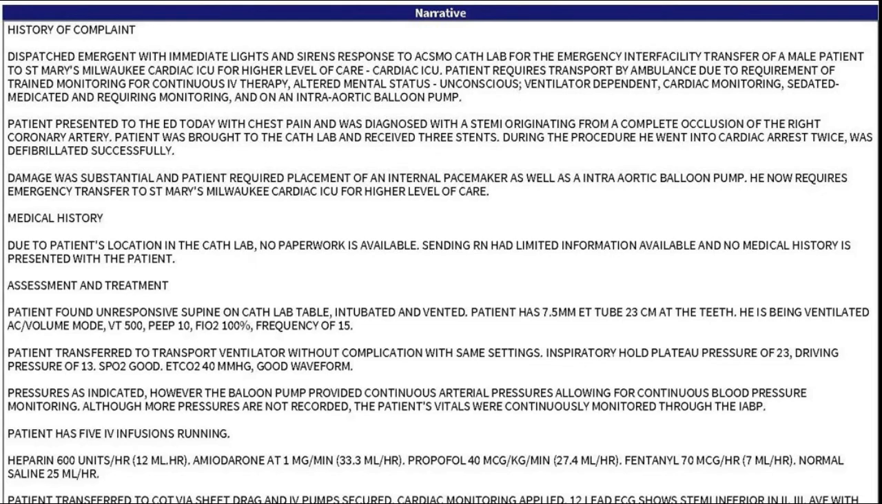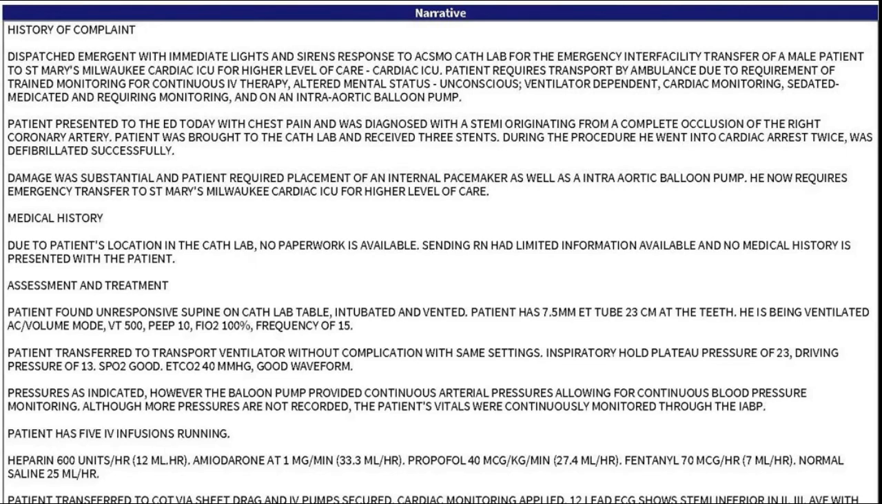Here's the narrative. Again, if you like to read the details, you can pause and read through the narrative. This patient in the cath lab was having stents put in, and he kept going into cardiac arrest. And there was extensive damage to his heart, and so they had to do two things. They had to implant a transvenous pacer, which is why the original EKG in the emergency department showed very clear STEMI, because there was no pacing to cover any of it up.